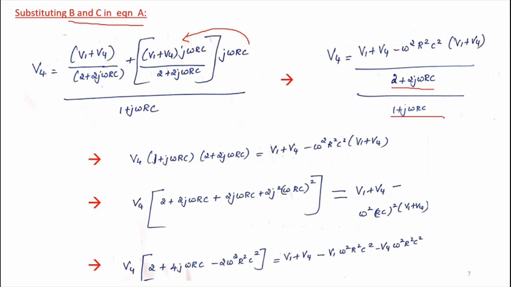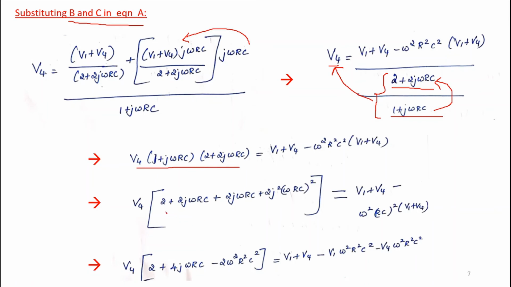Now you just have to simplify the equation. You can see that this term can be brought to the denominator over here, and these two terms can be multiplied with the value on your left hand side, that is V4. So if I multiply, I can write this value as V4 into 2 plus 2j omega RC into 1 plus j omega RC. That is what is done over here, just bringing this term to the left hand side. Then you multiply the value of 1 plus j omega RC with the value of 2 plus 2j omega RC.